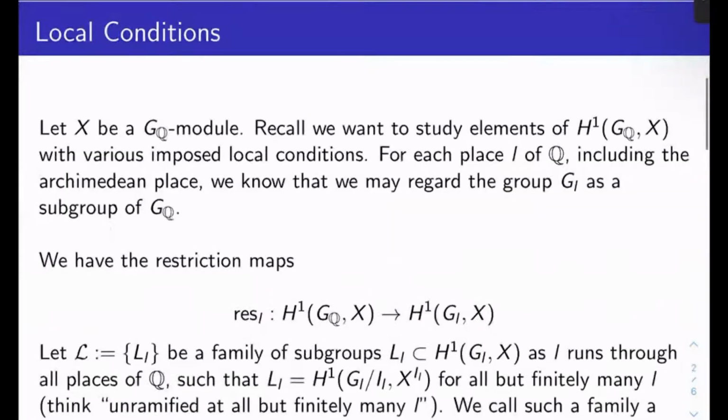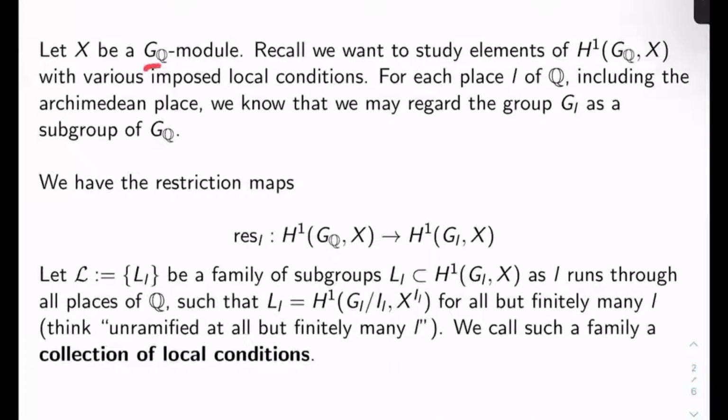So, local conditions. Let X be a G_Q-module. So it is an abelian group acted on by the absolute Galois group of Q. Recall from last video, we want to study elements of H^1(G_Q, X) with various imposed local conditions. So we have to make that precise, okay? Because elements here with various local conditions imposed on them correspond to certain equivalence classes of infinitesimal deformations, okay?